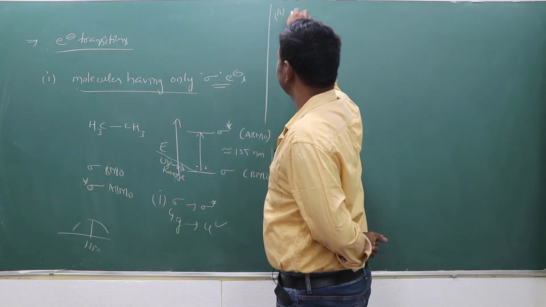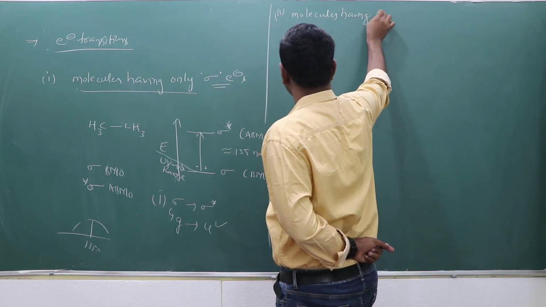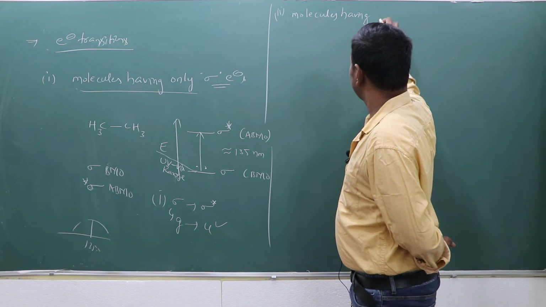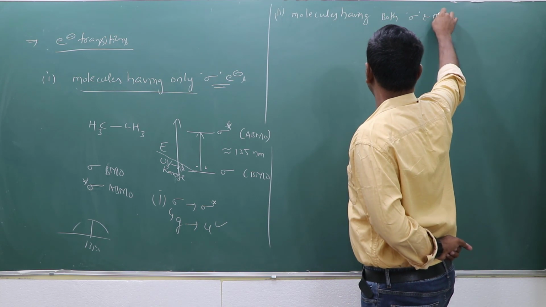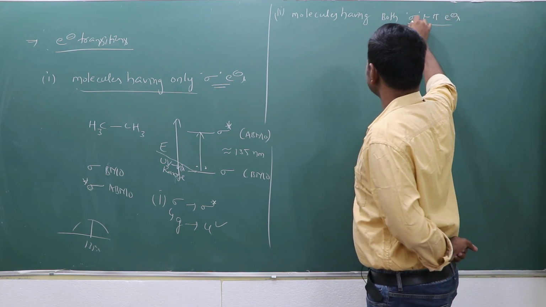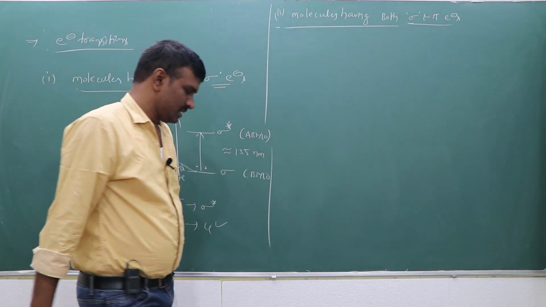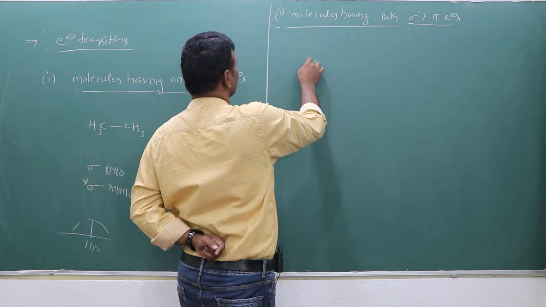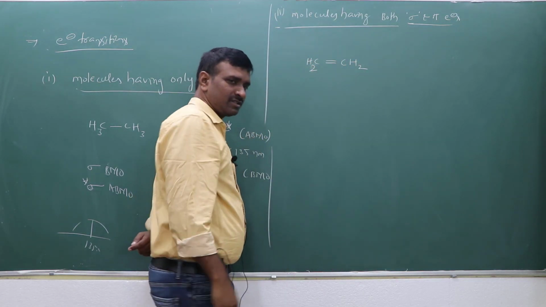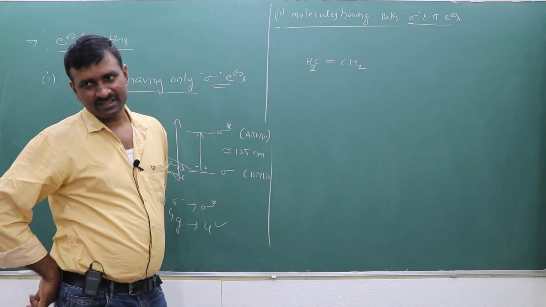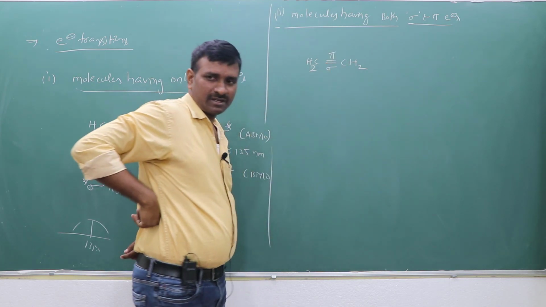Next, the molecules having both sigma and pi electrons. So what will happen? Listen, for example, CH2 double bond CH2. What will happen here in this case? Sigma bonds are there and a pi bond is also there.